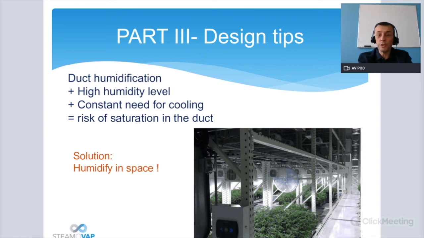So if you see an engineer doing duct humidification for a grow room, with a relatively low temperature inside the room and a very high level of humidity, please tell him, it will save you a lot of trouble. Tell him, it won't work. So the solution is humidification in space. It's very simple. You put the humidifier with the blower pack inside the room.